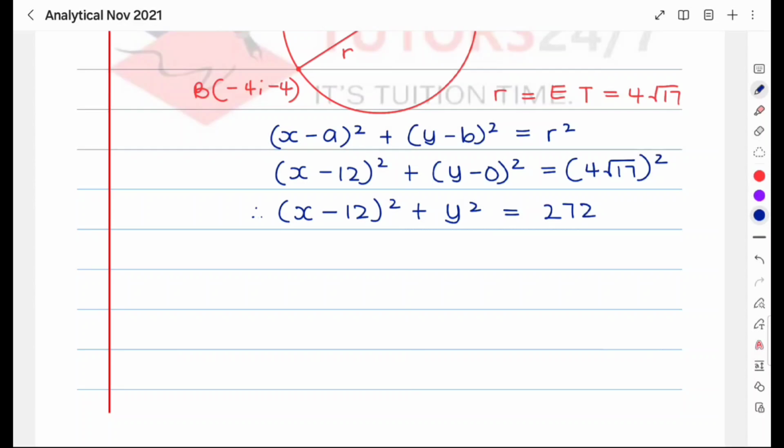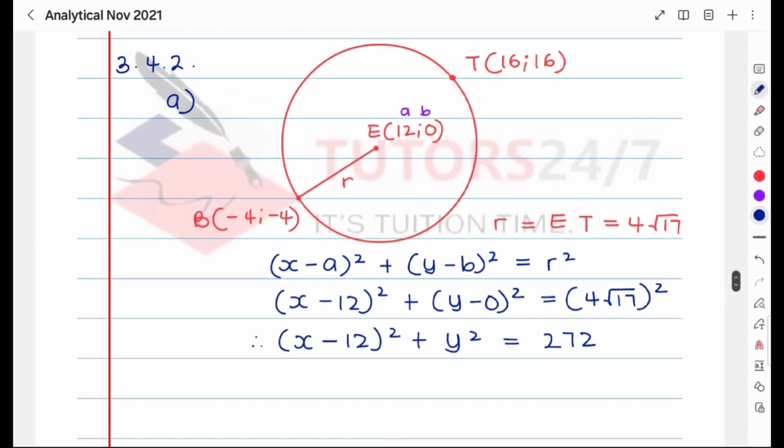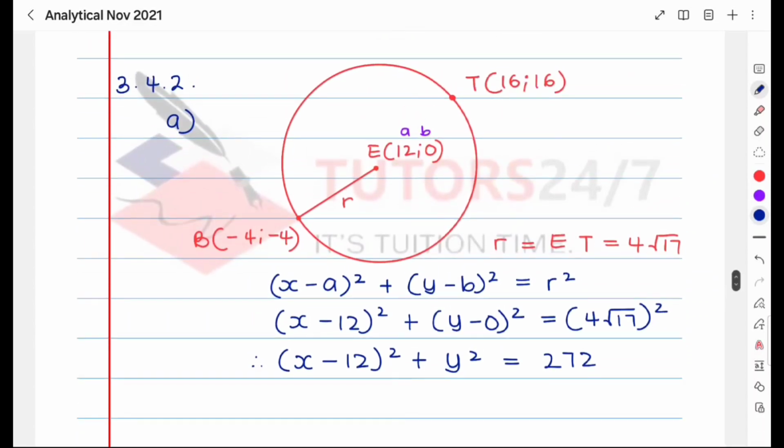Keep in mind, whatever comes after the word "at" is your center point. So this is the equation of the circle at E, and the circle passes through the points B and T. Passes through means that those points are on the circumference of the circle. So if you want to determine the radius of the circle, you take the distance from the center to one of the points on the circumference. So that is it.